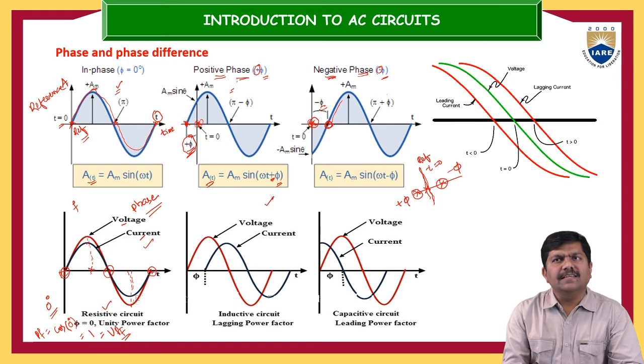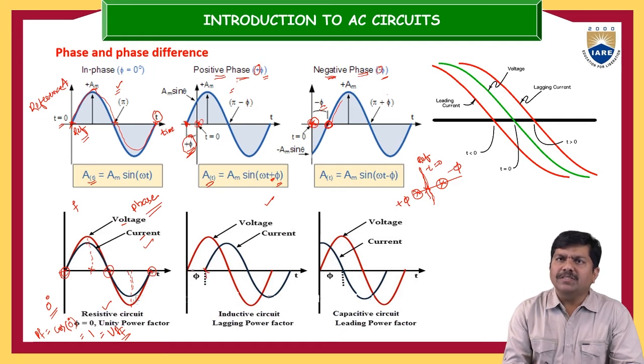And here in this particular waveform, the voltage is shown with the red color and the current is shown with black color, and the current is originating at some different point. Voltage is originating at a different instant.